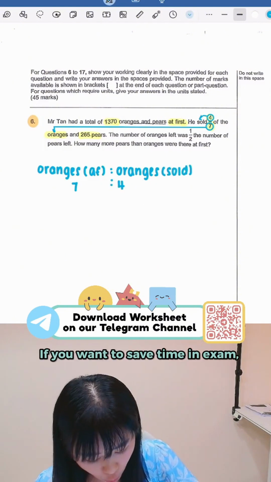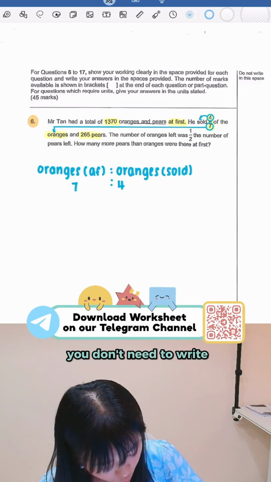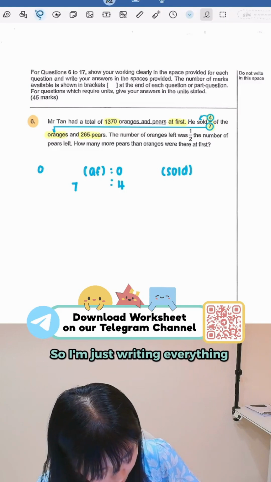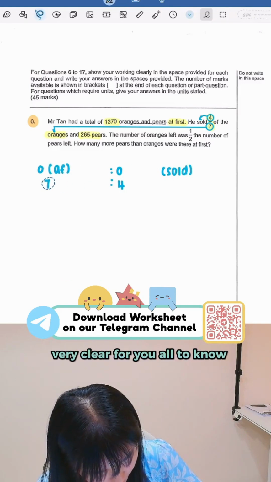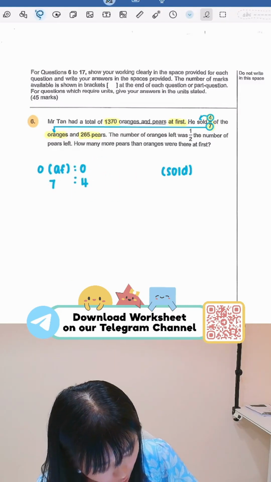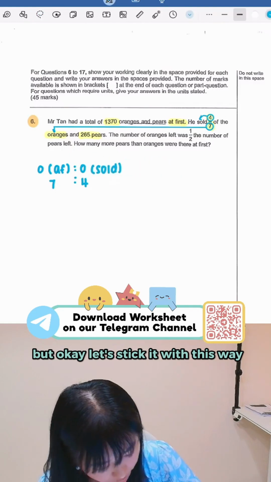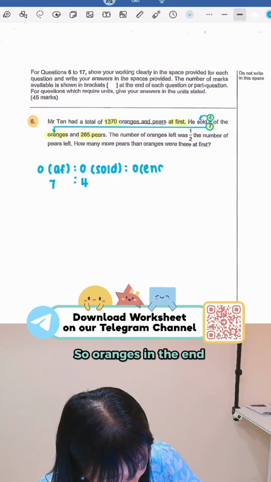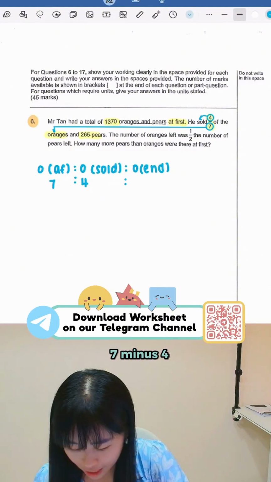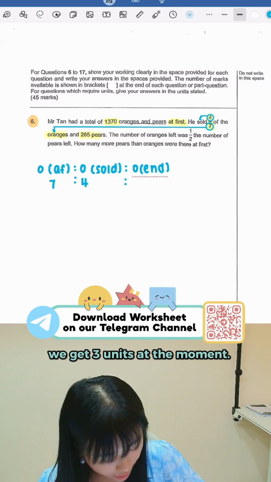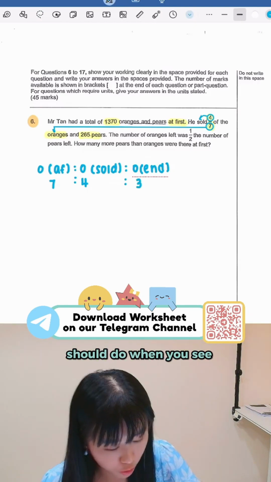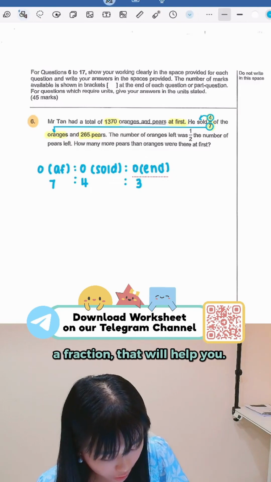If you want to save time in exam, you don't need to write the whole oranges, just write O for orange also can. I'm just writing everything very clear for you all to know what I'm writing. But let's stick with this way first so I have more space. So oranges in the end, 7 minus 4, we get 3 units at the moment. So that's the very first thing you should do when you see a fraction. That will help you.